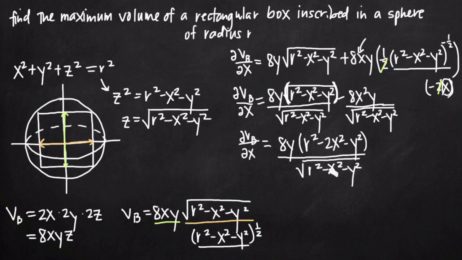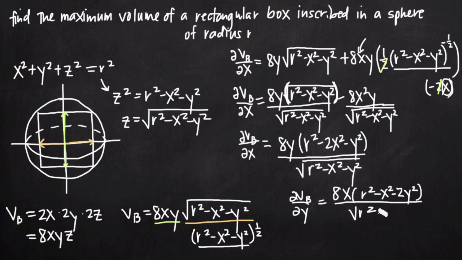Then you just cancel, you do your simplification, you find your common denominator, and your partial derivative of the volume equation with respect to y would give you 8x when you factored out an 8x. 8x times r squared minus x squared minus 2y squared, all divided by the common denominator you found, the square root of r squared minus x squared minus y squared, like this.